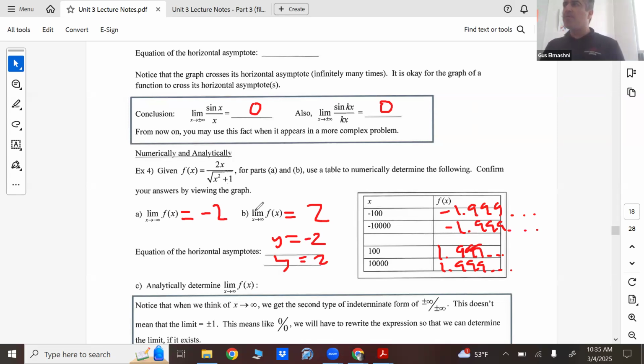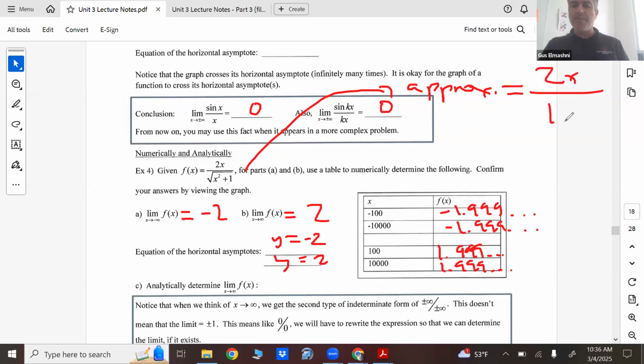Yeah, because remember we talked about square root of squares? Because this is approximately, an approximation could be thought of like this: 2x over absolute value of x. Think about it, right? If x gets large, that plus 1 becomes negligible. That plus 1 doesn't matter anymore as x gets large. And so that's going to be 2 different values as x gets really big, either 2 or negative 2.